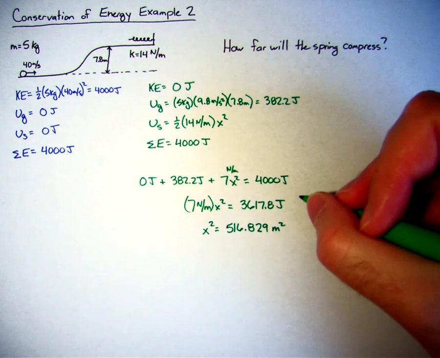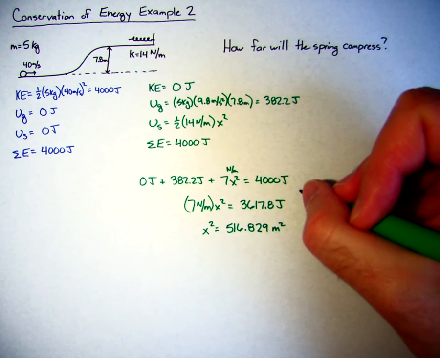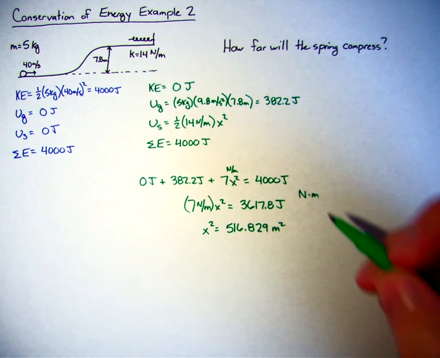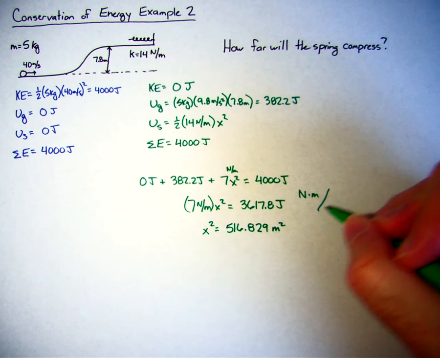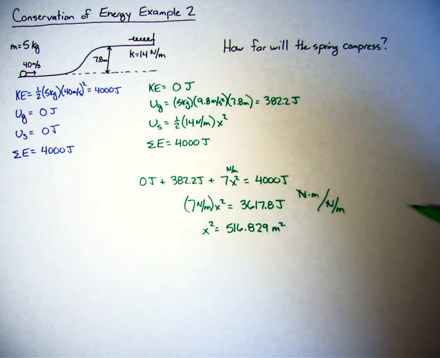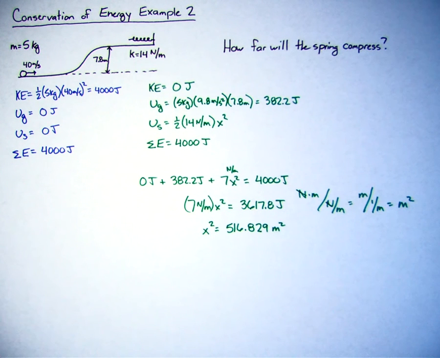The reason why is because a joule is a newton meter. If you remember some of the simplifications we did earlier, it ends up being a newton meter. If you take that divided by newtons per meter, the newtons cancel out, so we have meters over 1 over meters, which is the same as meters squared. So that's where that unit meter squared comes from.